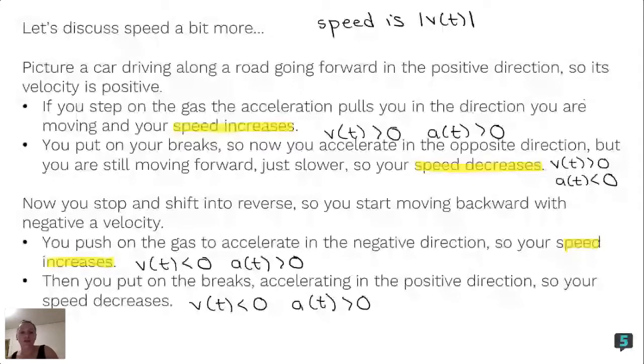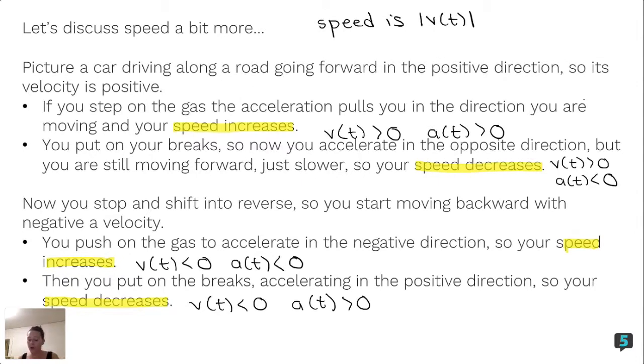Okay, so take a peek at what we just worked through. Notice that in my first scenario, my velocity was positive and my acceleration was positive. So my velocity and acceleration had the same sign and my speed was increasing. Down below, I got my second scenario, my signs in the wrong direction.